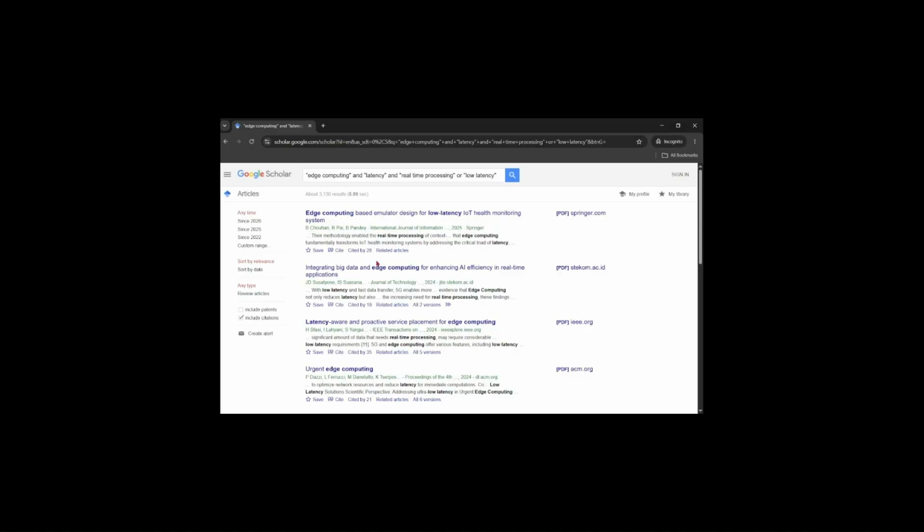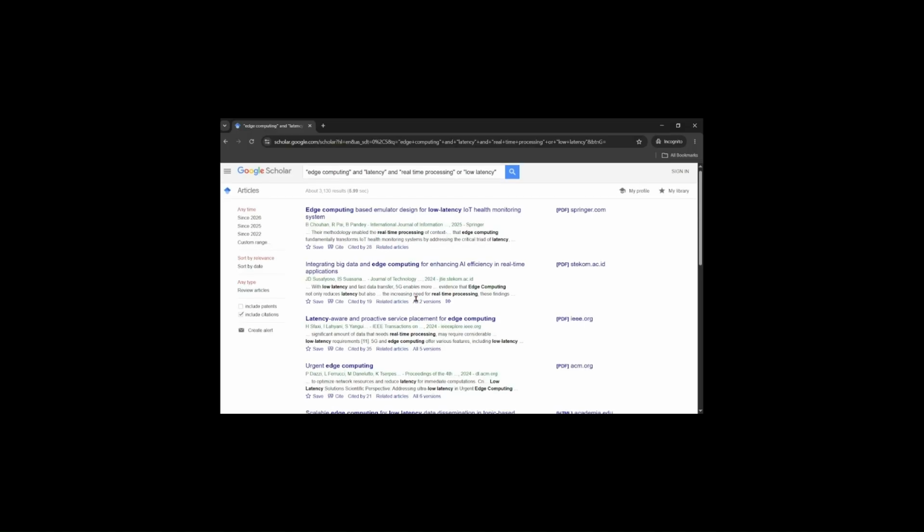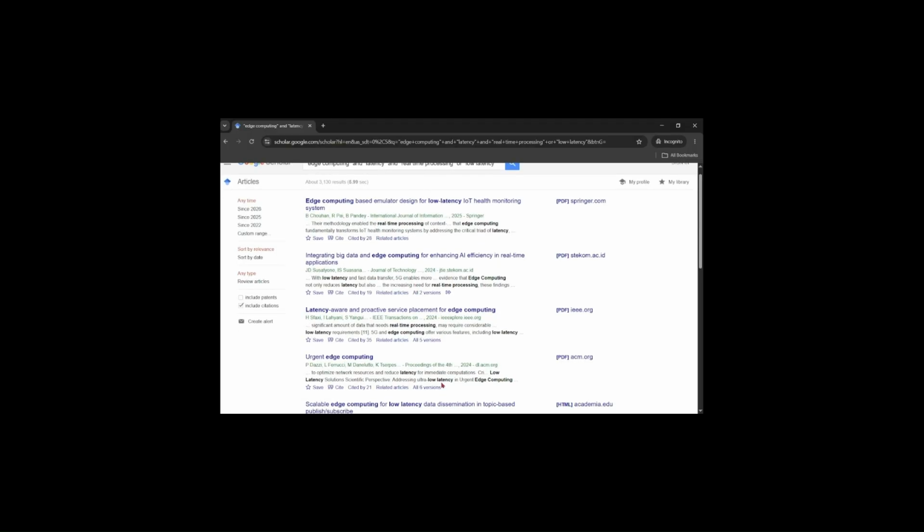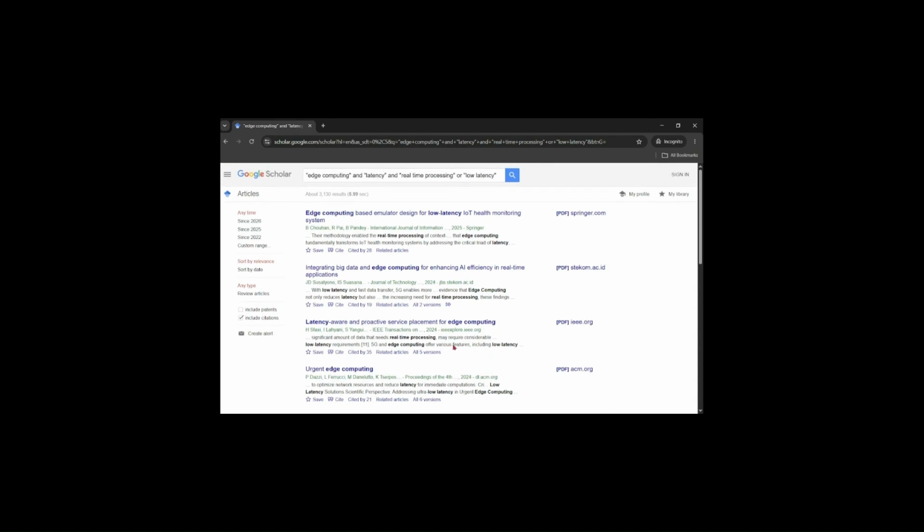This is useful because researchers may describe similar concepts using different terminology. For example, one paper may discuss the importance of real-time processing, while another may focus specifically on achieving low latency. If we only searched for one of these terms, we could potentially miss relevant studies that use the alternative terminology. By using OR, we can include both possibilities while maintaining the main focus of our search.